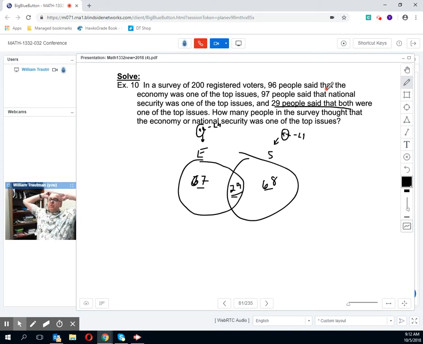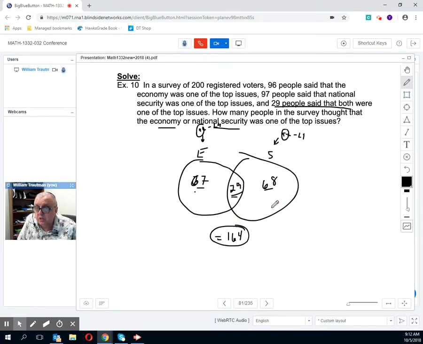So or is a union. So the question is, how many people in the survey thought economy or national security was one of the top issues? That's a union, a marriage of everything. So once again, we're going to just add all these up. 67 said economy, 29 said both, plus 68 said security, and the answer is 164 if I added all three up.